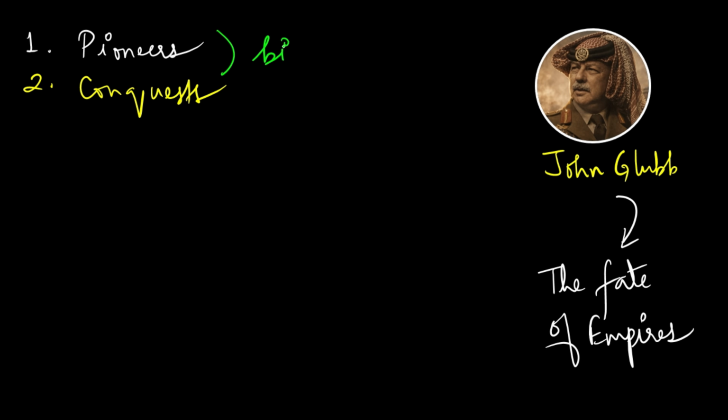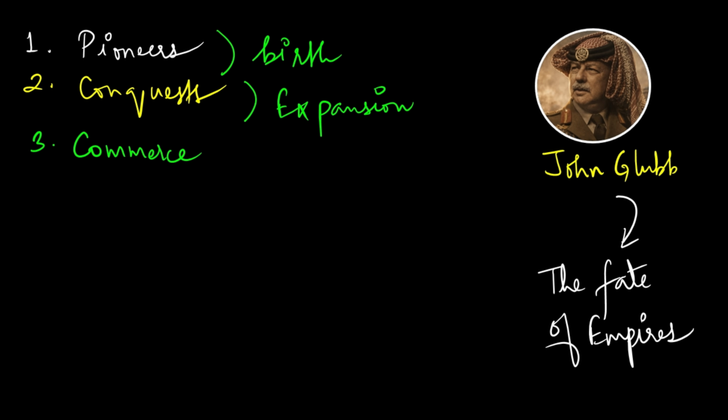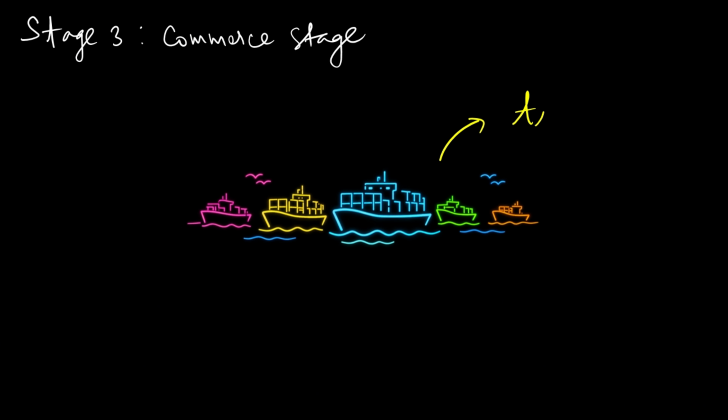So the first stage was the pioneer stage. In this stage, the empire was born. The second stage is the conquest stage. In this stage, the empire begins to expand. After this comes the third stage, the commerce stage. In this stage, the focus shifts toward wealth creation. Now, how is huge wealth created? Through trade dominance. Therefore, trade routes are expanded in order to achieve the goal of economic prosperity.